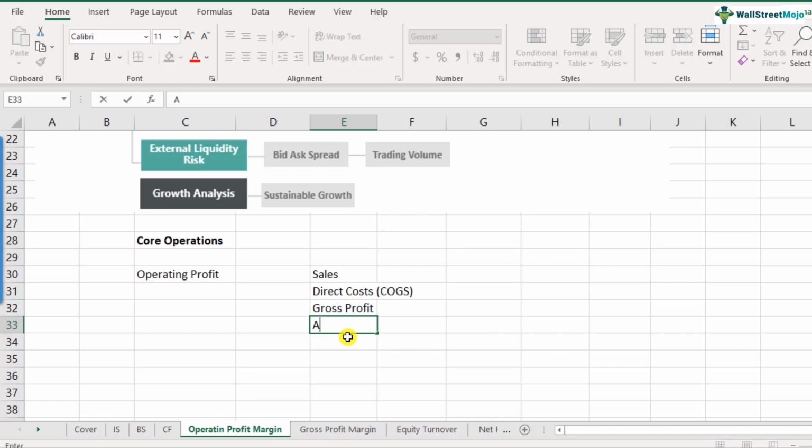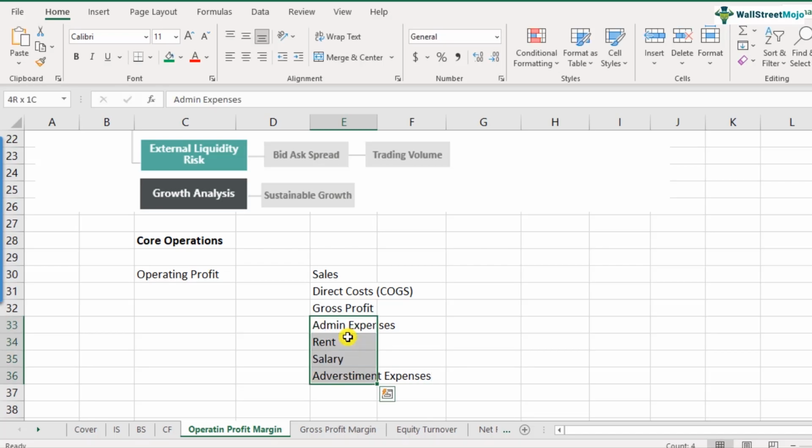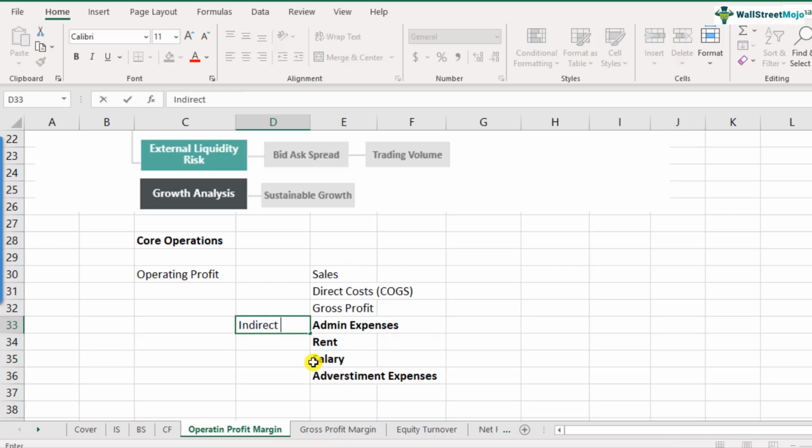Indirect expenses are like the admin expense, rent expense, salaries, maybe advertisement expense. All of these are indirect expenses but have to be incurred in order to generate sales, right? Think of rent. The company may have a headquarters where the management does its work, so the rent has to be paid. So it is indirectly related to the sales, right? So when you deduct all of these indirect expenses, we get what is called the gross profit.